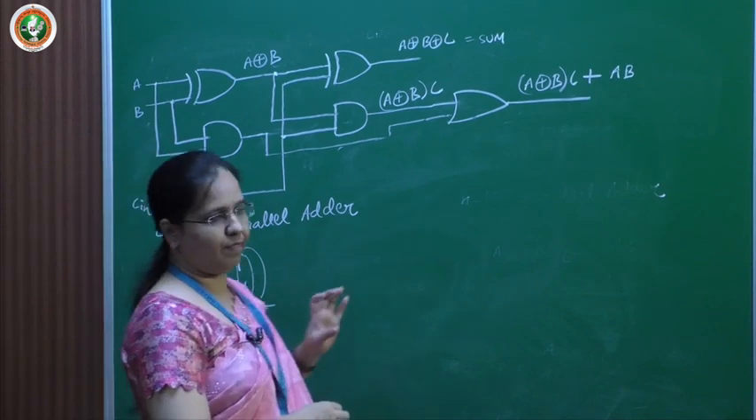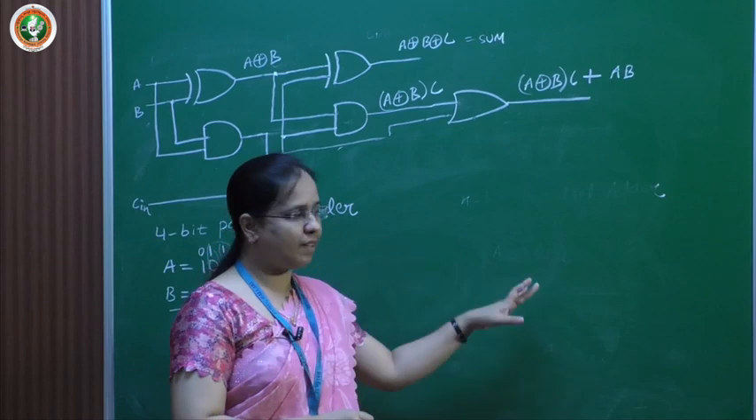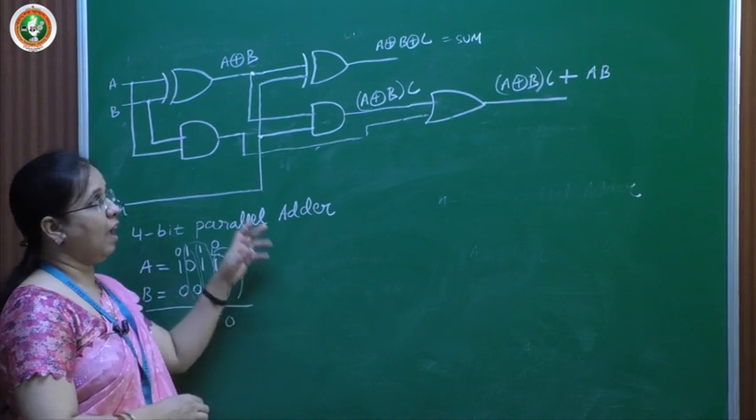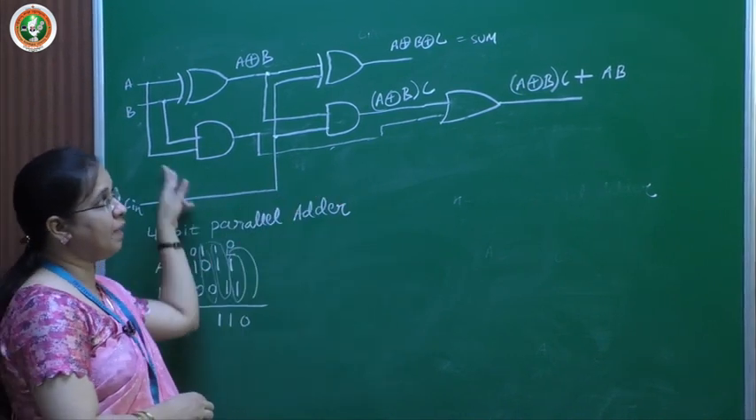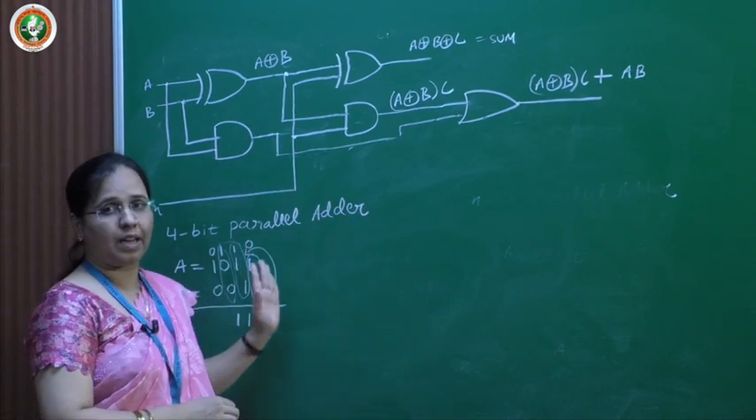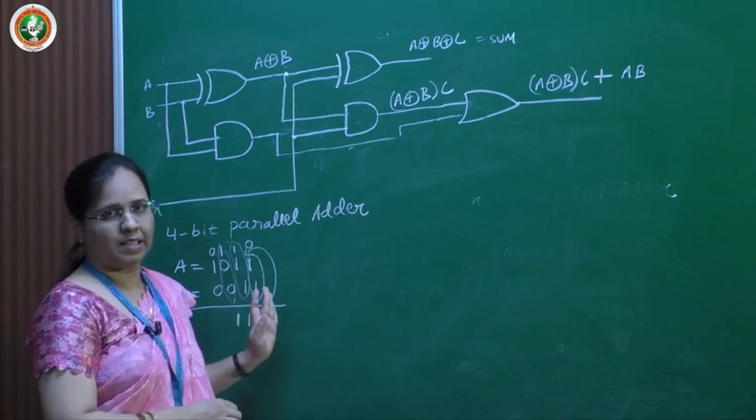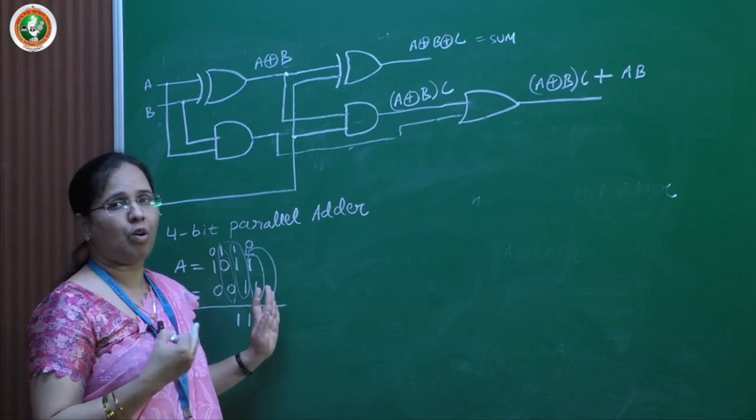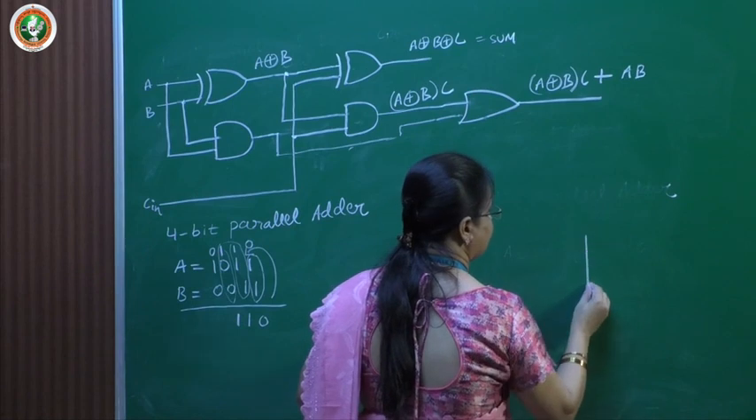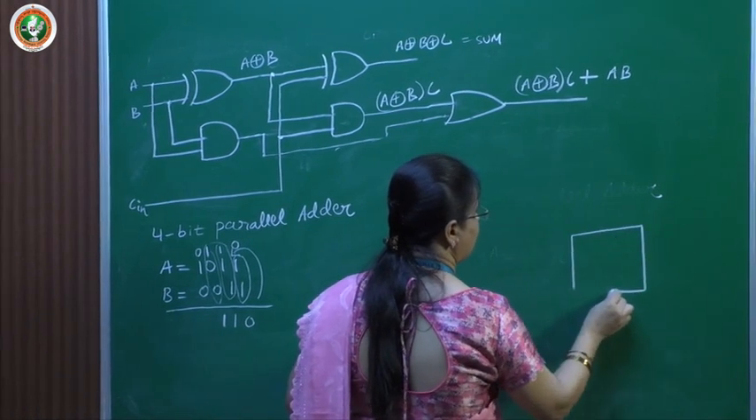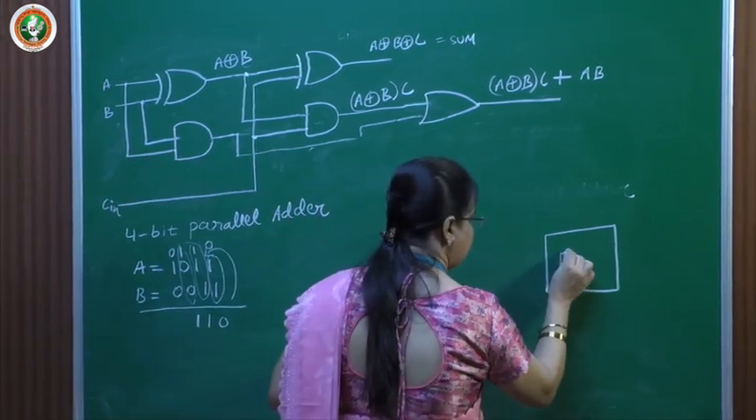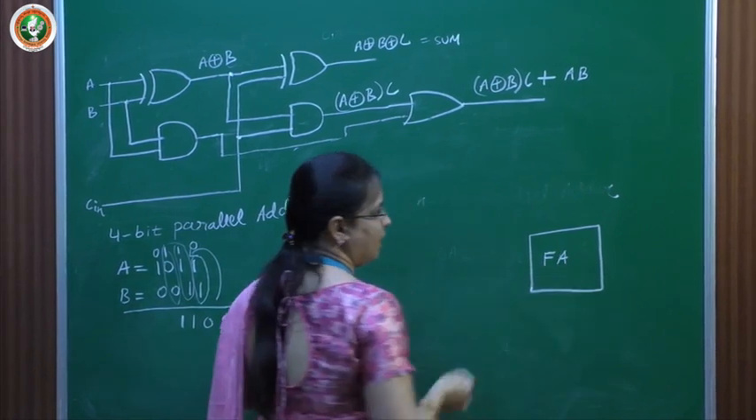So obviously when we are designing a 4-bit parallel adder, I am not going to write this complete logic circuit. If I write this complete logic circuit 4 times to represent 4 full adders, the circuit will become more complicated. So what we do? We are going to make use of a block diagram. So the block diagram of a full adder is represented with a rectangle, and within this we write full adder, FA.